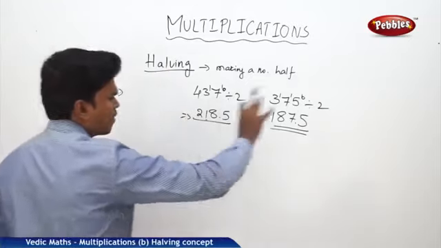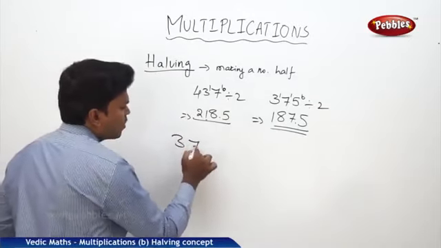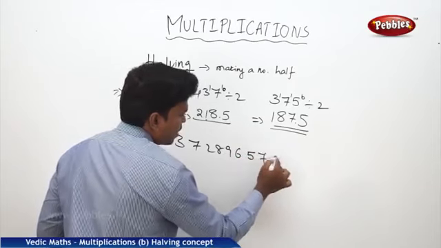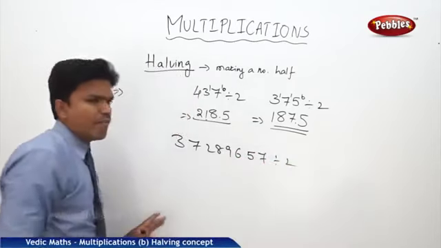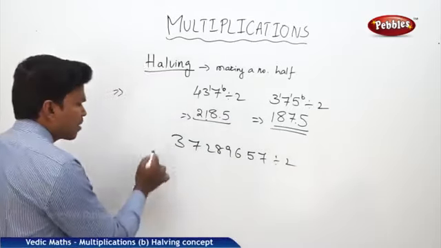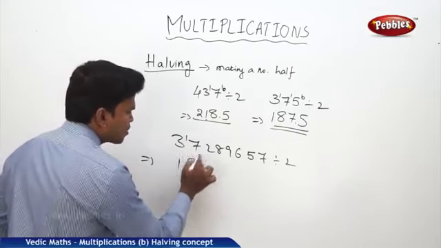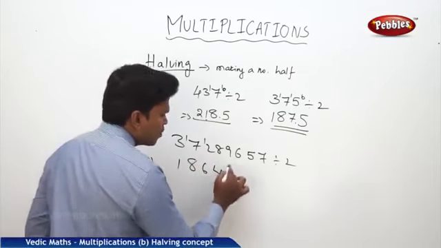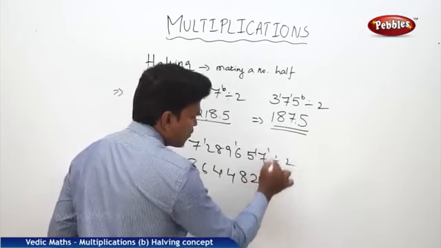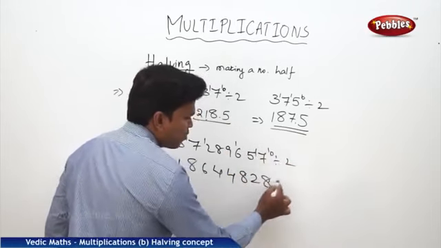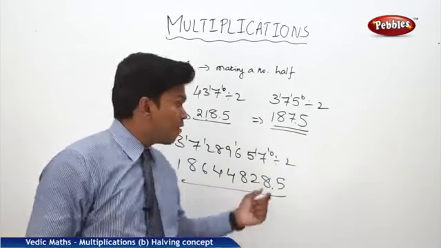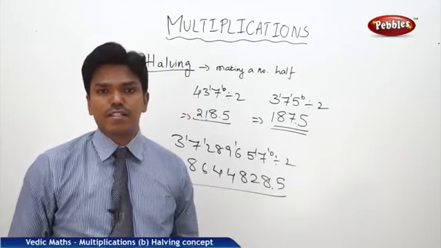Like this you can go with any big number. Let us take one big number: 37289657 divided by 2. I want to make it half. You can go fast like this. See here: 2 1s are 1, 2 8s are 16, 2 6s are 12, 2 4s are 8, 2 4s are 8, 1 remainder, 2 8s are 16, 2 2s are 4, 1 remainder, 2 8s are 16, 1 remainder, point. I can add a 0, so 2 5s are 10.